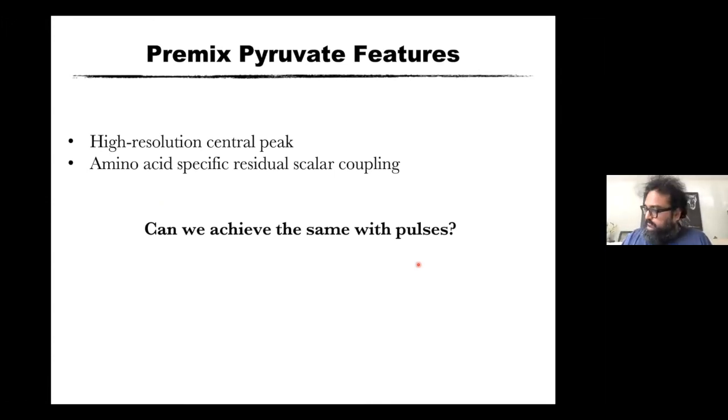Now, I think I have a few more minutes left. So I want to switch to a different topic and come back to how we can connect the two parts. The question I'm going to ask is, can we achieve these amino acid specific peak shapes using pulses in a sample, let's say, that's grown on glucose?